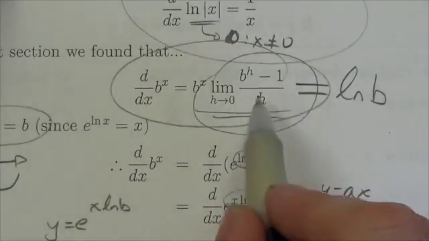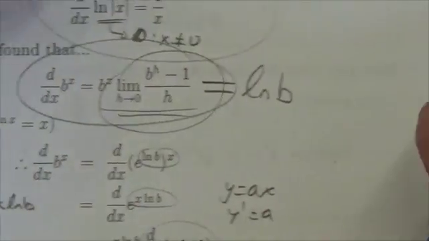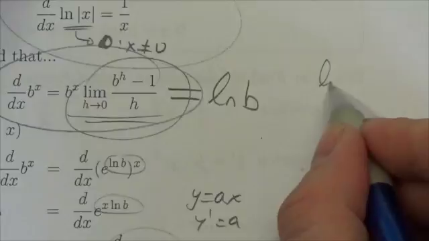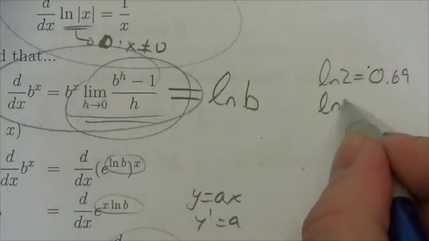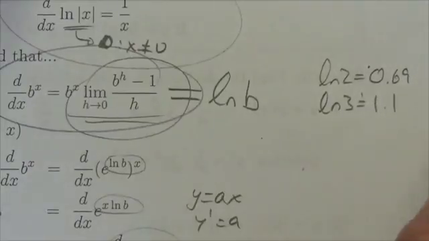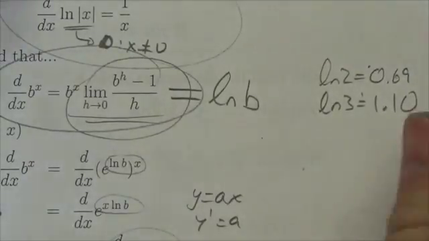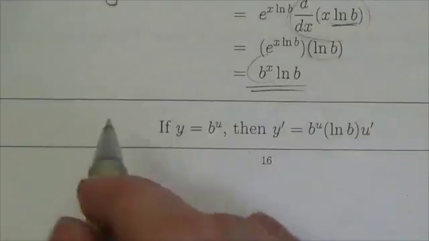It turns out this ratio right here, b to the h minus 1 over h, is the natural log of b. And now, if you want to check that, just go to your calculator. The natural log of 2, oh, look at that. It's about 0.69. The natural log of 3, look at that. It's about 1.10. Okay? Awesome.